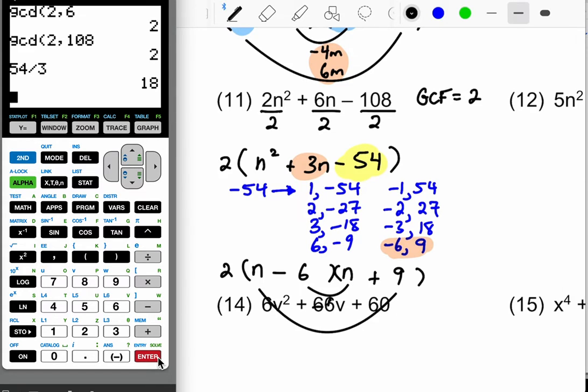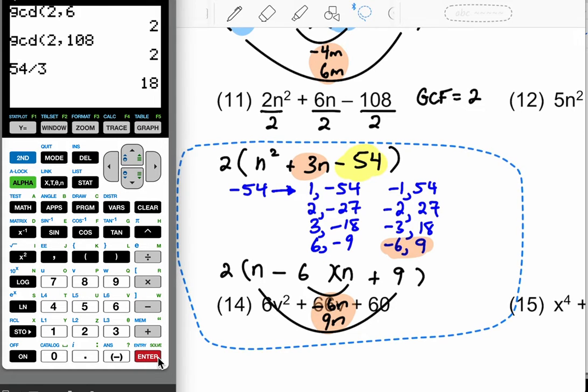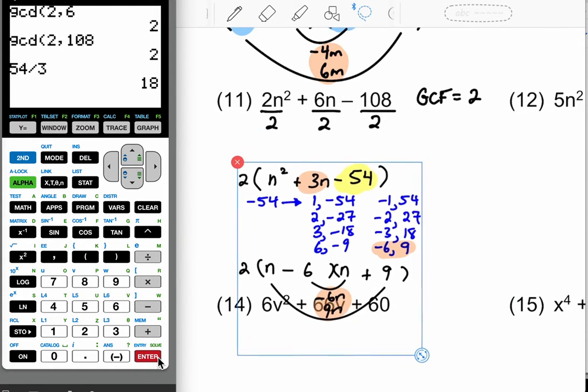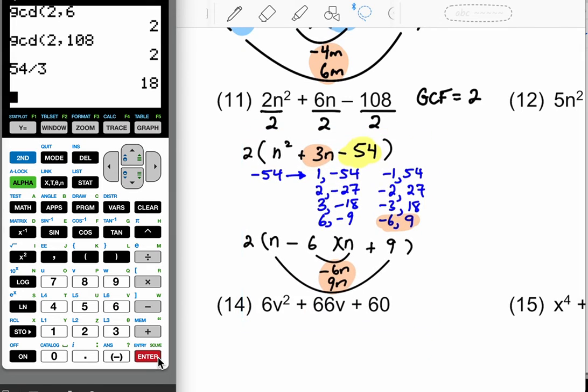So I get a -6n, a 9n, which will add together to give you a 3n. And so now you have your factors. All right, it takes a little doing. It's not always going to be easy, but sometimes it will be easy.